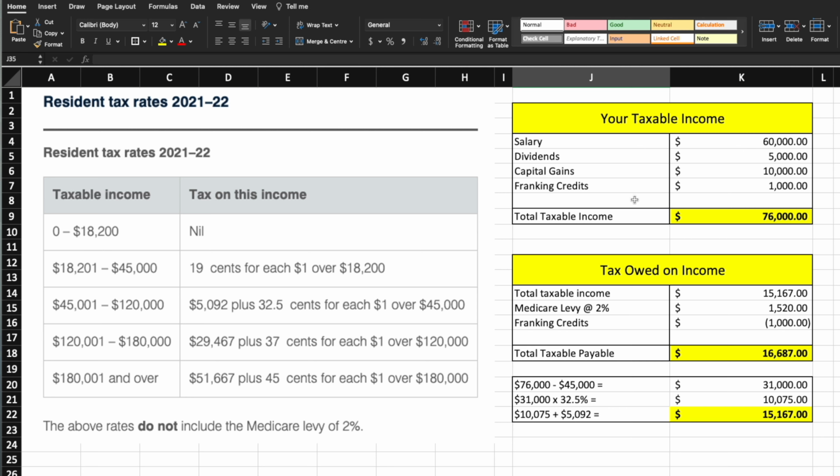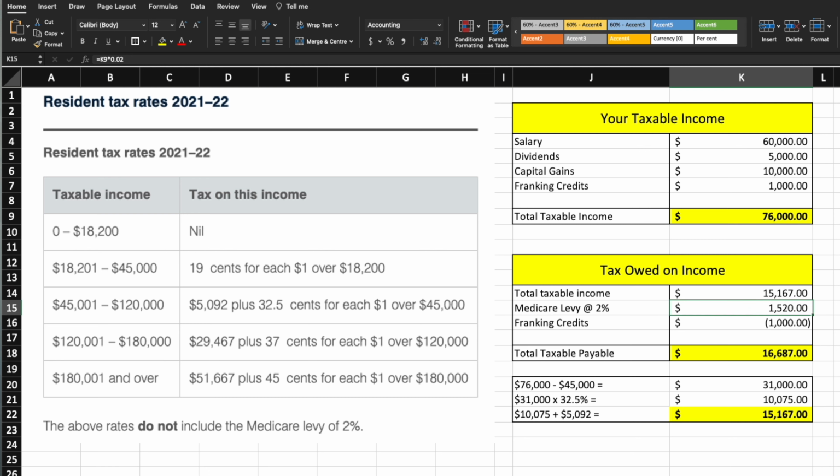As you can see, your dividends and capital gains are lumped in with your salary to create your total taxable income. Since your total taxable income is $76,000 in this example, you'll fall into the third tax bracket on the table. You will be charged $15,167 on the $76,000 income. If you are curious how I got that figure, I've shown my calculations at the bottom here. Please also remember that every Australian is charged an additional 2% for Medicare levy.